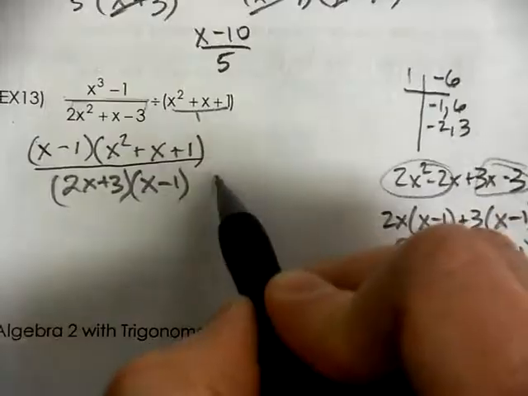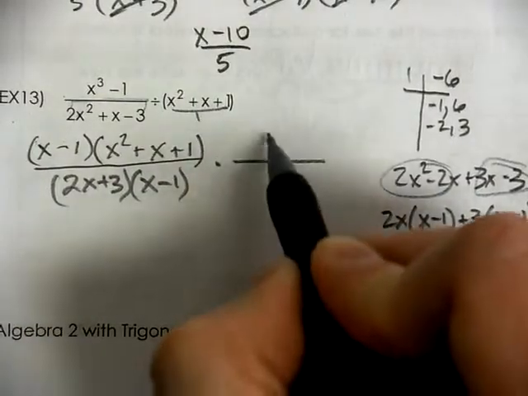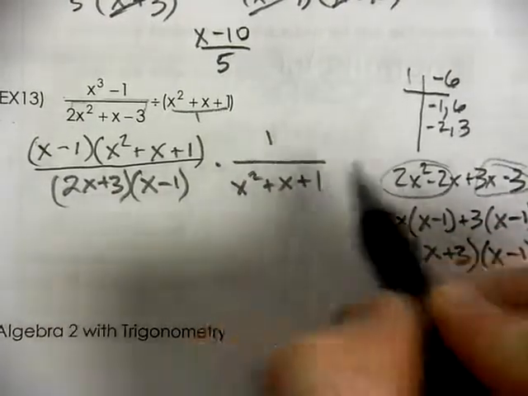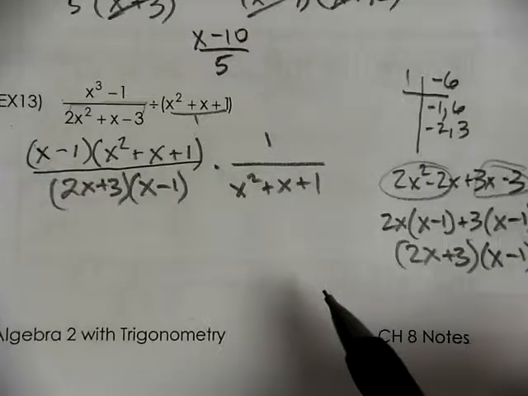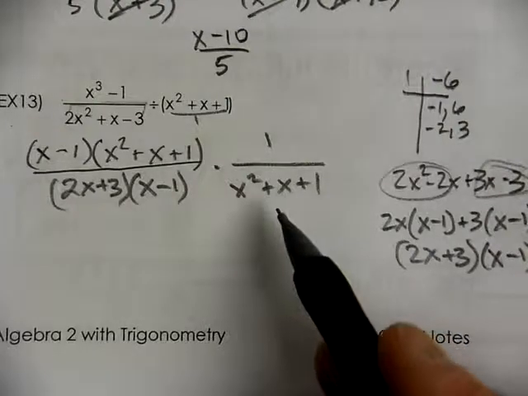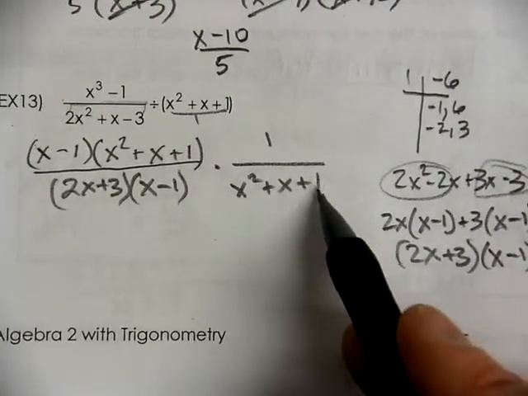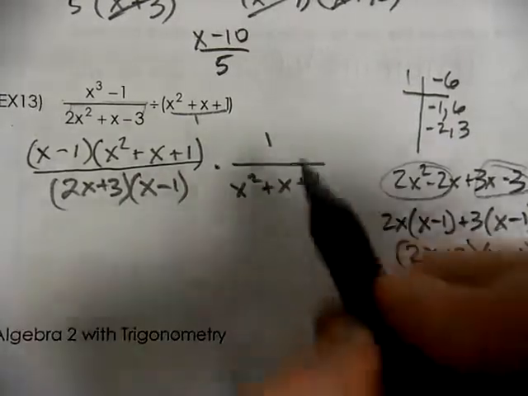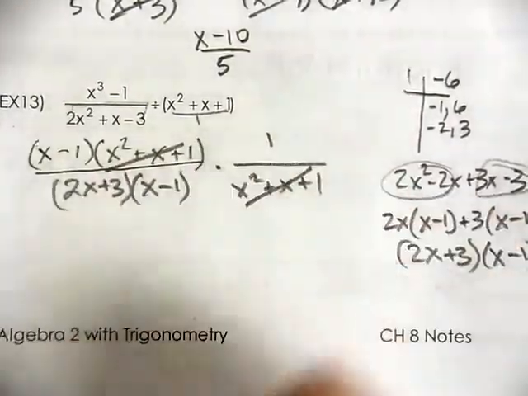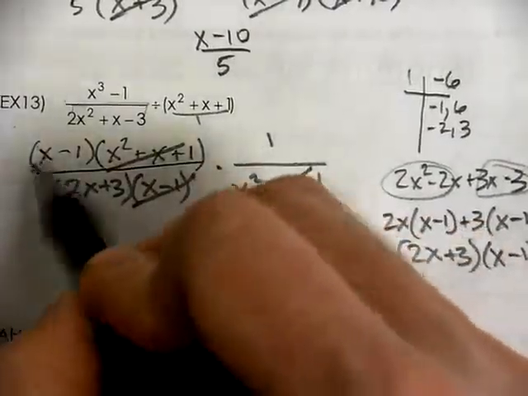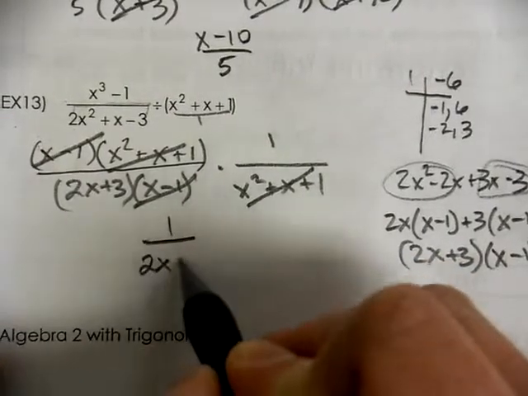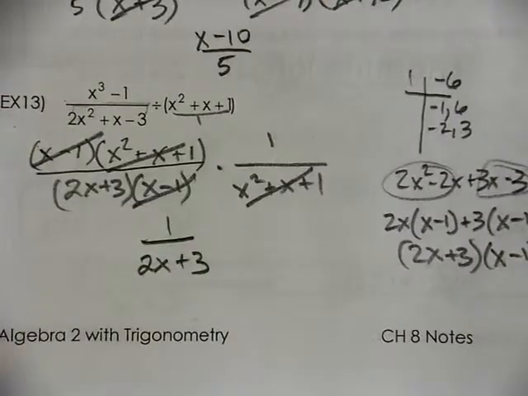This is over 1, so we're going to multiply it by 1 over x squared plus x plus 1. What multiplies to be 1 and adds to be 1? 1 times 1 is 1, but that adds to be 2. So this is not factorable on bottom. So those are going to cross out. These are going to cross out. And you're left with 1 over 2x plus 3.